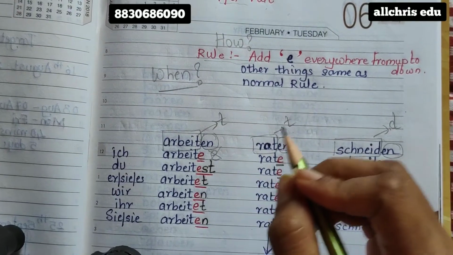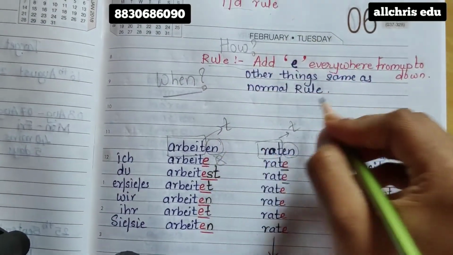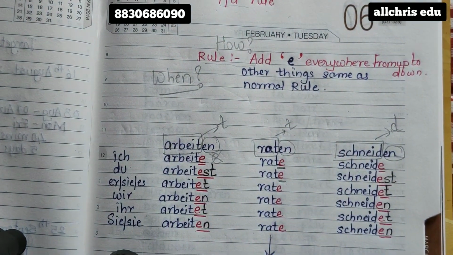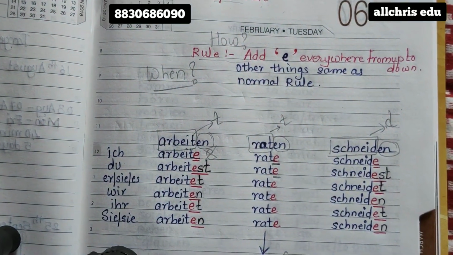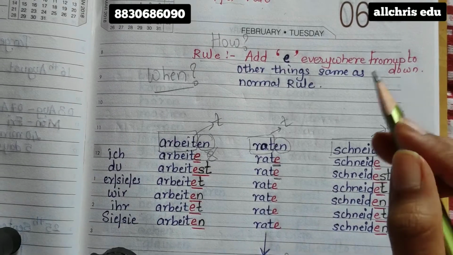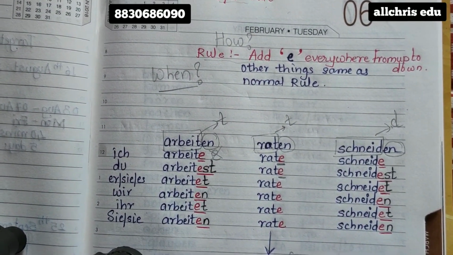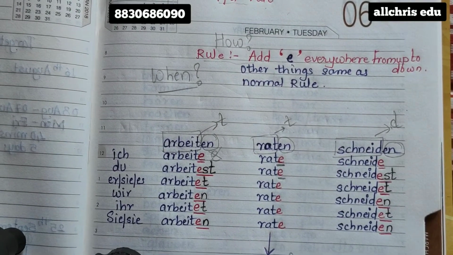So make sure your extra part is only this much. Add E everywhere from up to down. That's it. Other things are same like normal rule only. Just make sure no alphabet should be repeated twice. This is the main rule of the T/D rule.